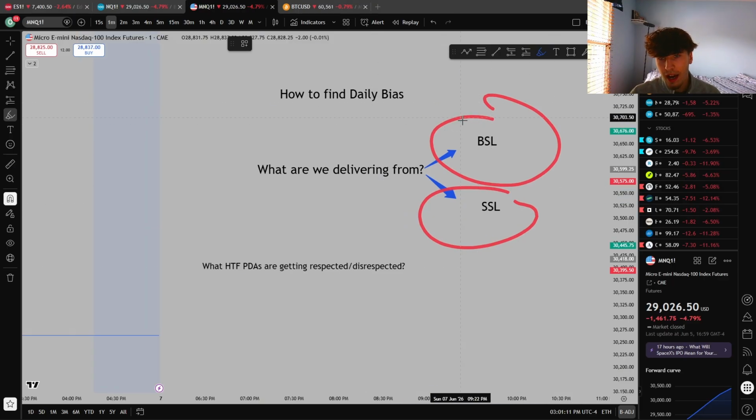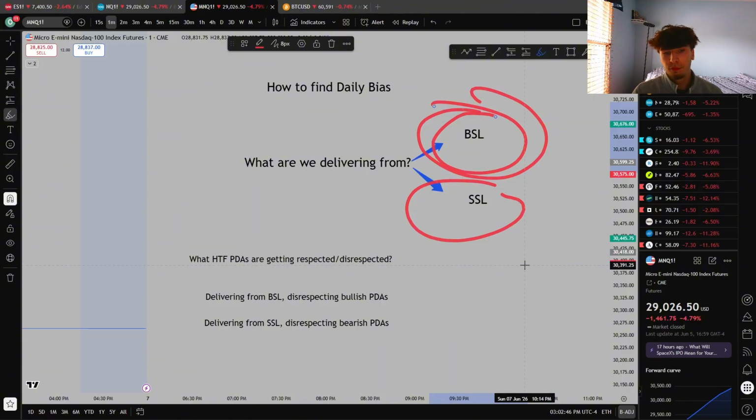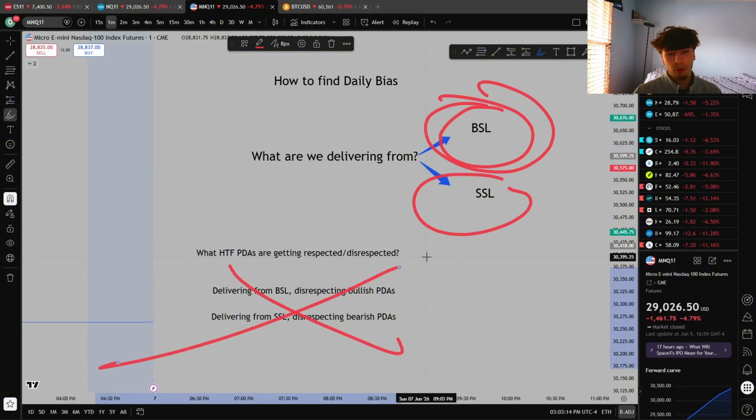And you can confirm your bias from this by asking yourself this question. To confirm, you have to see if we're delivering from buy side liquidity and disrespecting bullish PDAs, then you can anticipate a bearish bias. If we're delivering from sell side liquidity and we're disrespecting bearish PDAs, then you can anticipate a bullish bias and prices higher. However, when you don't see any of these, then you can anticipate a mixed bias, where you can look for prices both ways depending on how these PDAs react.